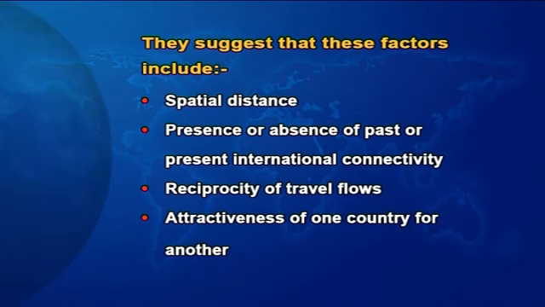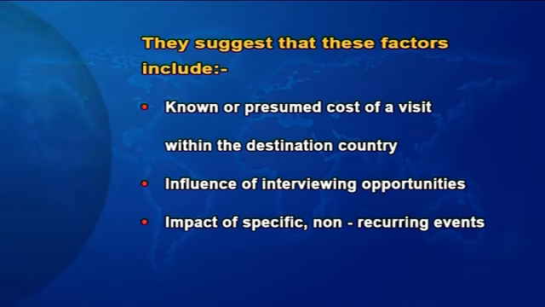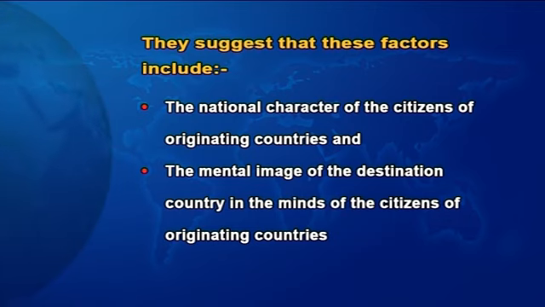They suggest that these factors include spatial distance, presence or absence of past or present international connectivity, reciprocity of travel flows, attractiveness of one country for another, known or presumed cost of a visit within the destination country, influence of intervening opportunities, impact of specific non-recurring events, the national character of the citizens of originating countries, and the mental image of the destination country in the minds of the citizens of originating countries.